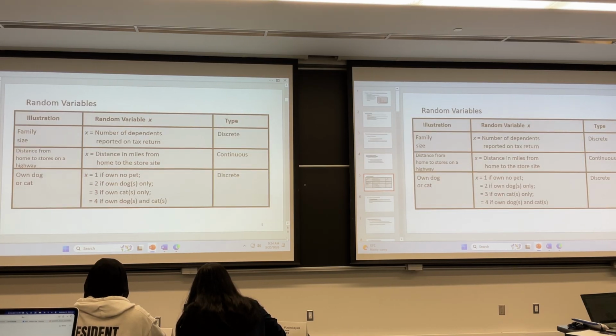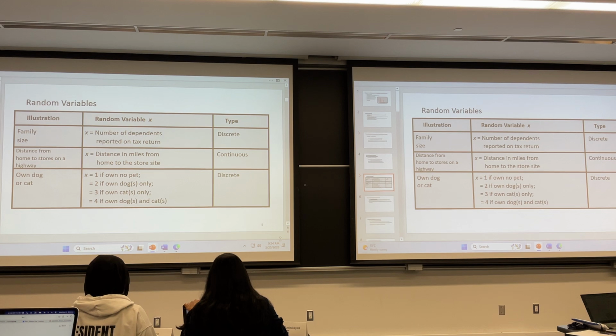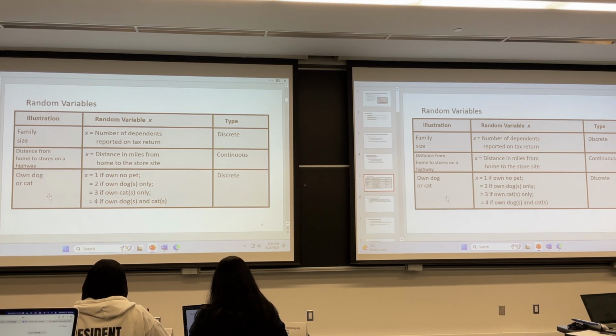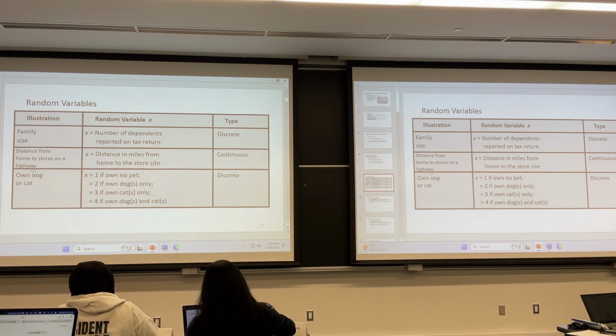Here are examples given for a discrete random variable. Family size, number of dependents reported on a tax return: 1, 2, 3, 4, 5. Own a dog or a cat: how many dogs, how many cats you own. Now, distance from home to store on a highway.